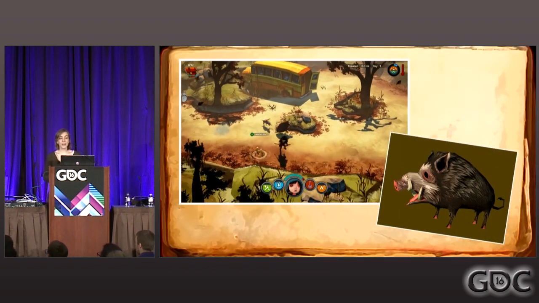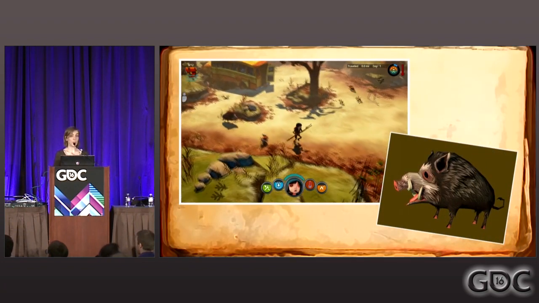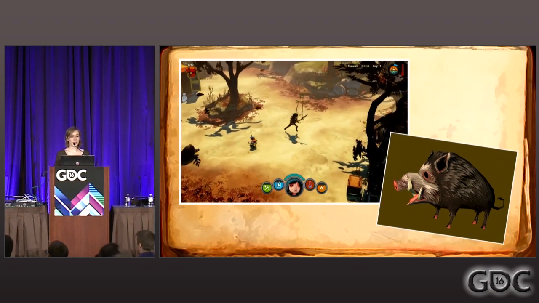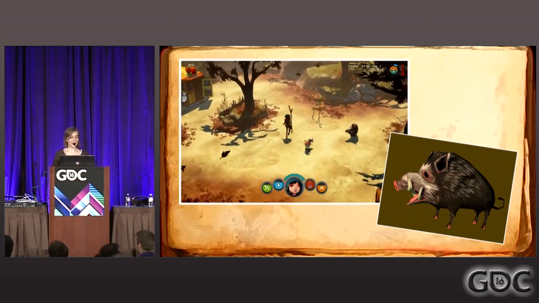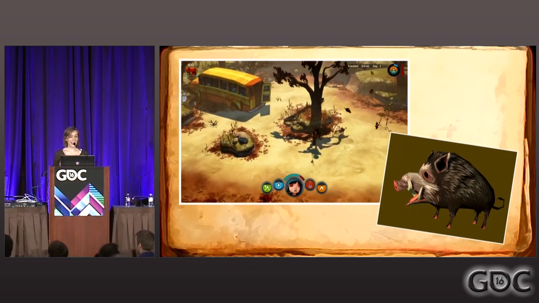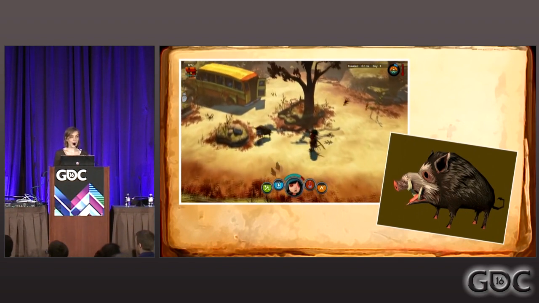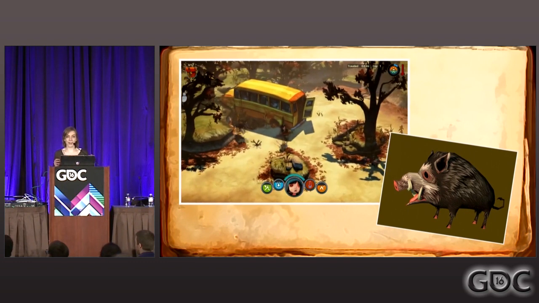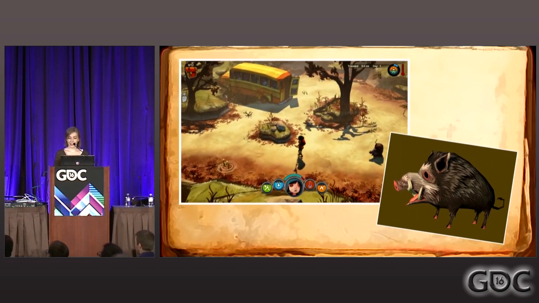So for this talk, I'm going to be demonstrating my solutions for these problems using 2 characters. The first character I'm going to show you is the boar. This is a kind of cartoony, stumpy little character with short little legs. It's a character that kind of idles for a while and then charges the player really quickly like a battering ram, and then it returns to idle.